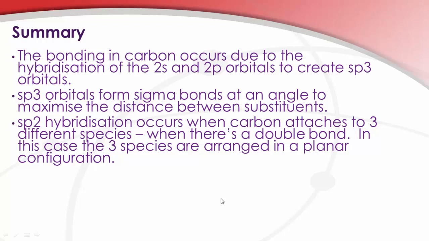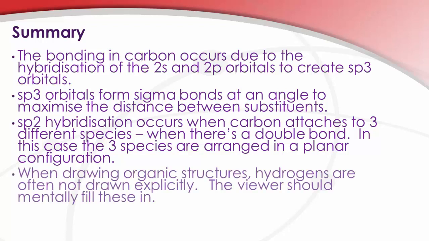sp2 hybridization occurs when carbon attaches to 3 different species. That's typically when there's a double bond. And in this case, the 3 species will be arranged in a planar configuration with an angle between them of 120 degrees.